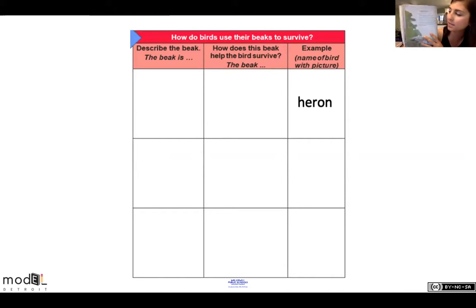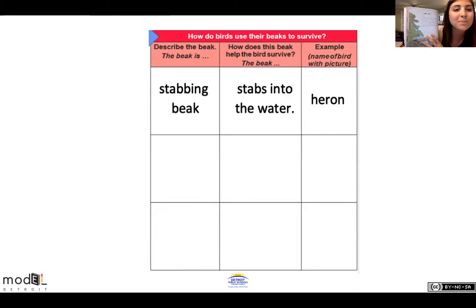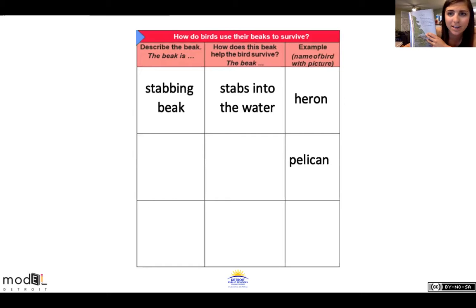So describe the beak. That's right, it's a stabbing beak. And how does this beak help the heron survive? The beak stabs into water and seizes its prey between its bills. If you guys watch the videos, you can see it. I looked at that and I was like, oh, that poor fish. It happens, it's nature. All right, next bird is the pelican.